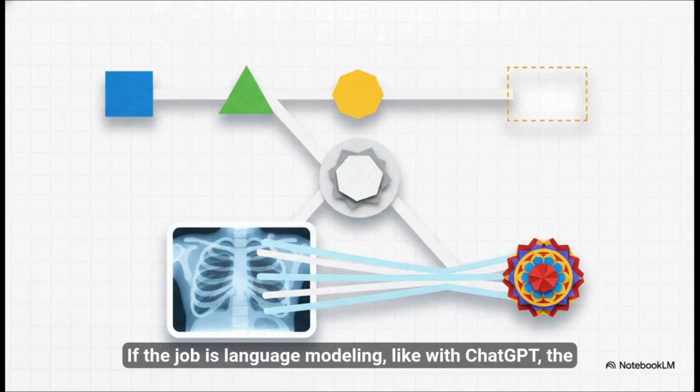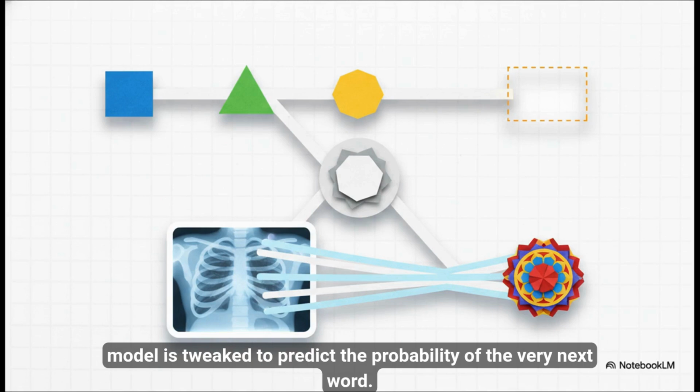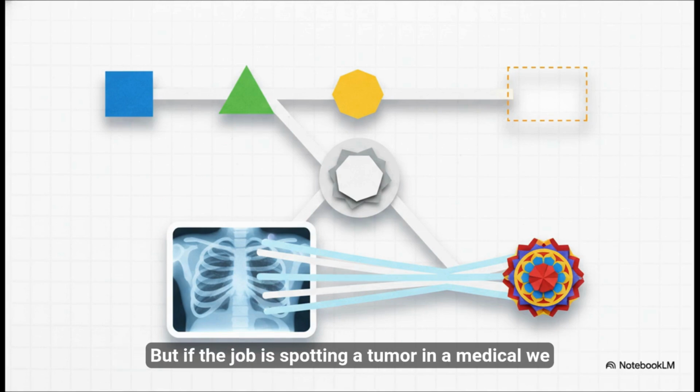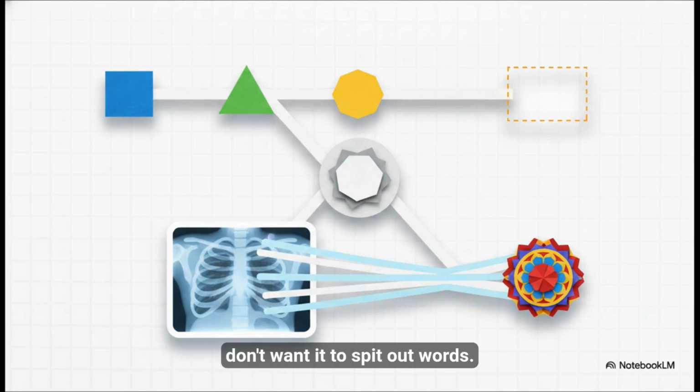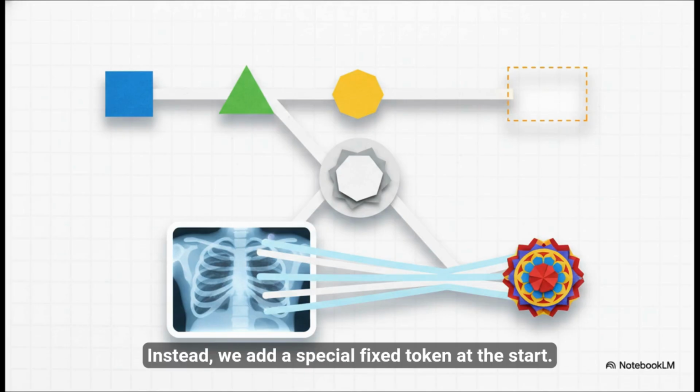If the job is language modeling, like with ChatGPT, the model is tweaked to predict the probability of the very next word. But if the job is spotting a tumor in a medical X-ray, we don't want it to spit out words. Instead, we add a special fixed token at the start. By the time that token passes through all the layers, it gathers a global summary of the whole image to spit out a single, precise label.